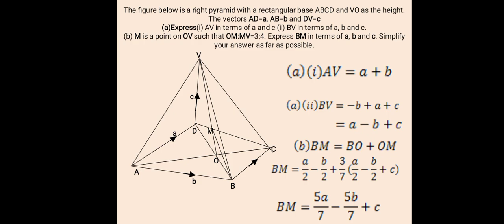Express 1, AB in terms of a and c. 2, BV in terms of a, b, and c. B. M is a point on OB such that OM to MB is equal to 3 to 4. Express BM in terms of a, b, and c. Simplify your answer as far as possible.